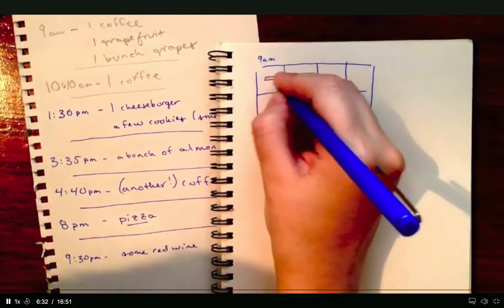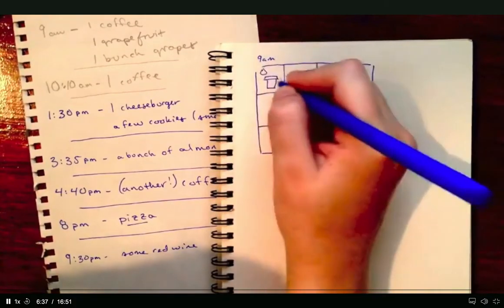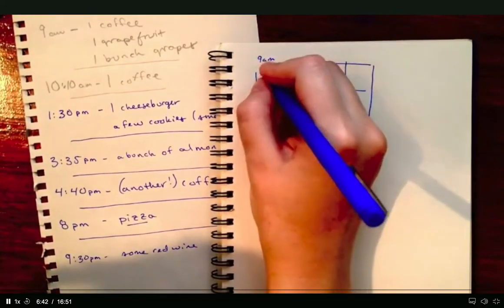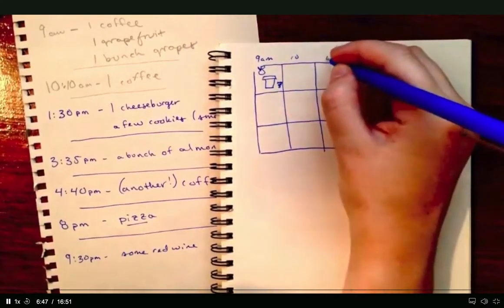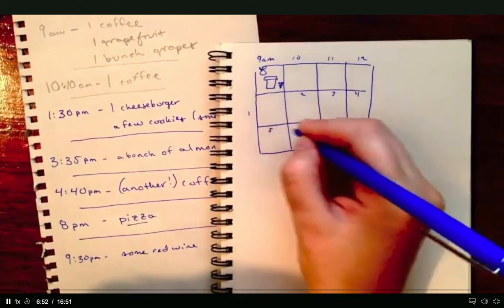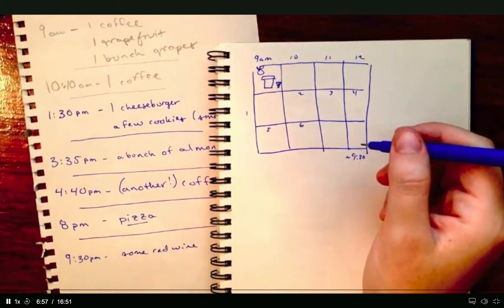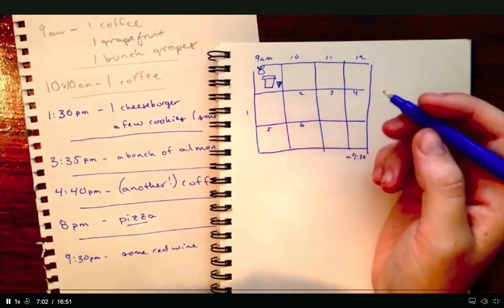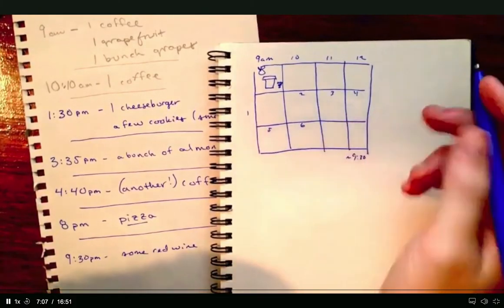So just do coffee, grapefruit, grapes, a little cute thing there. 9, 10, 11, 12, 1, 2, 3, 4, 5, 6. Oh, see, that's not going to work. So that won't work, but maybe we can modify it somehow. We'll just fudge it for right now since it's a sketch.